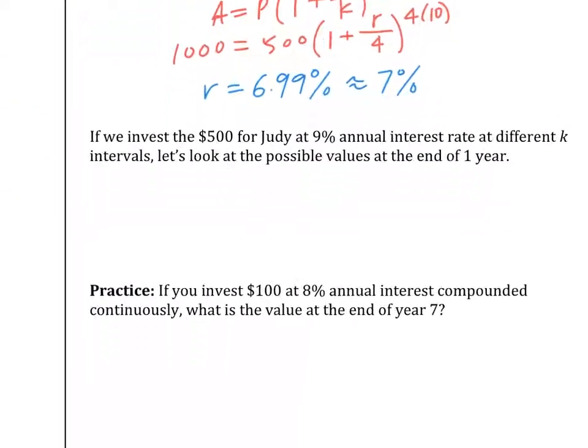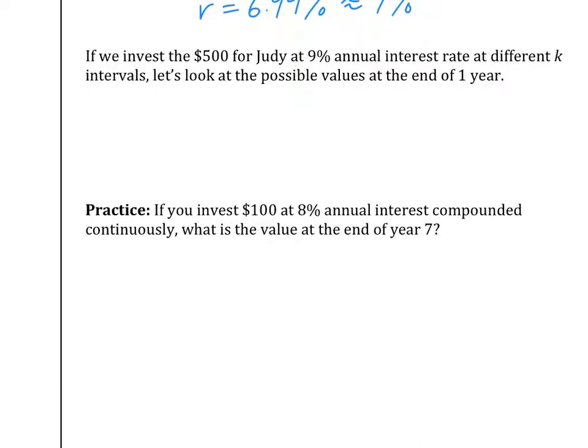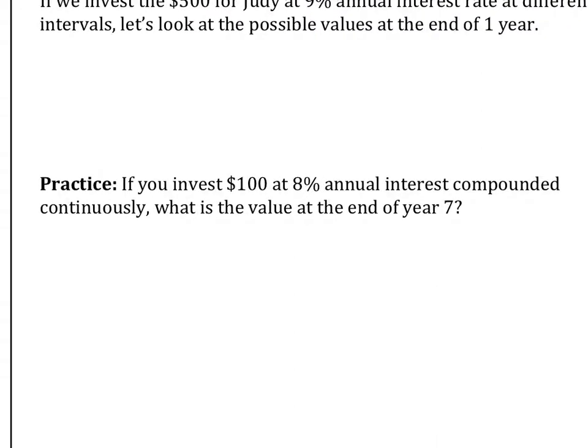Okay, let's try one last one. Practice question. If you invest $100 at 8% annual interest, compounded continuously, what is the value at the end of year 7? Which equation do you use? The PERT equation. A equals PERT. P, the principal, times E to the RT.